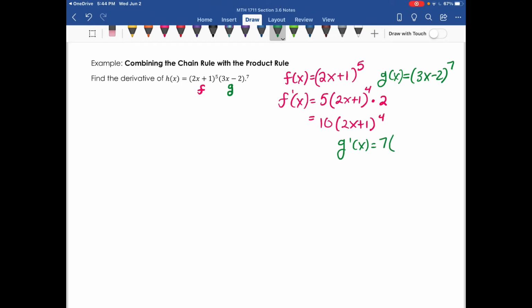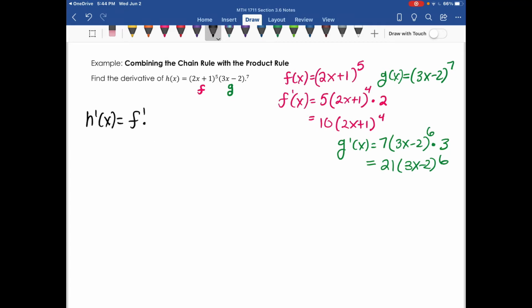Okay, now let's look at g of x. When I take the derivative of g of x, I've got to use the chain rule, so I'm going to bring the 7 down in front. I keep it evaluated at that inner function, which is 3x minus 2. And then I bring the exponent down by 1, so that's 6. And then I have to multiply it by the derivative of the inner function, which is 3. And so when I clean this up, I get that the derivative of g is 21 times 3x minus 2 raised to the 6th.